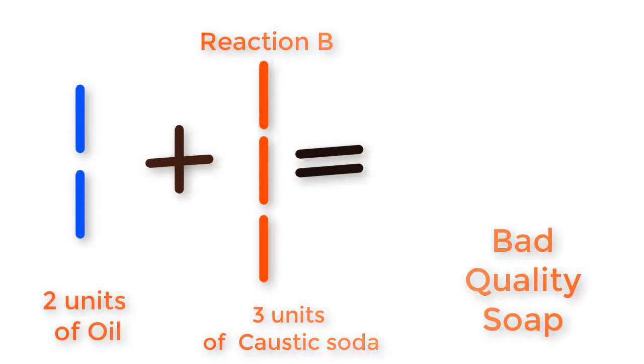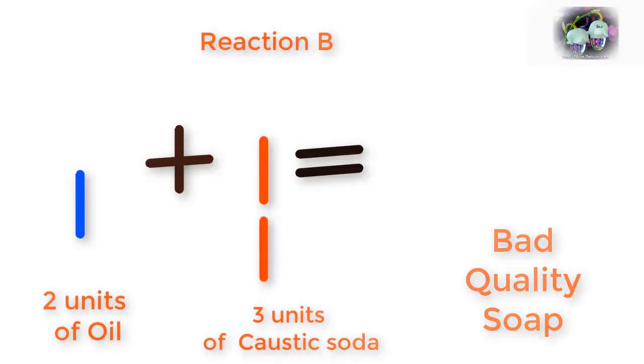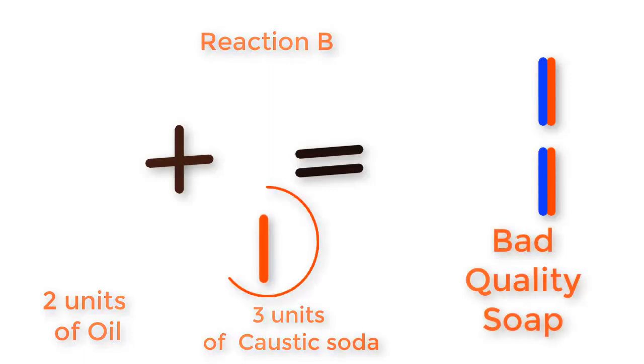2 units of oil combined with 3 units of caustic soda. Let's see why it is going to give us a bad quality soap. 1 unit of oil combined with another unit of caustic soda to give a unit of soap. Another unit of oil combined with another unit of caustic soda, CS, to form a unit of soap. At the end of the day, you will notice that 1 unit of caustic soda is left behind in the reactor, and this will also mix with the soap.